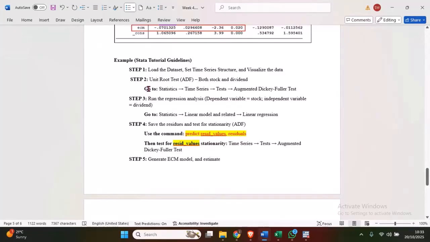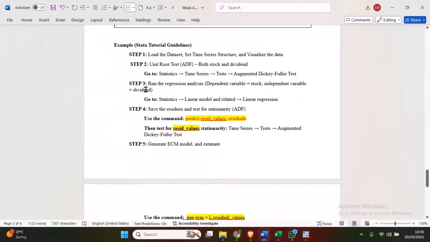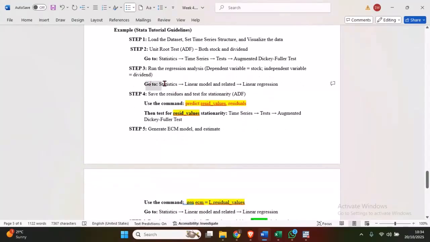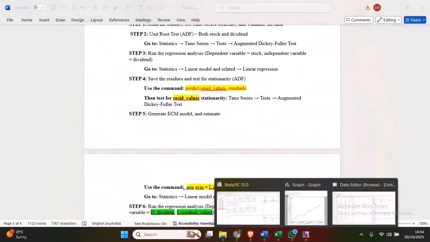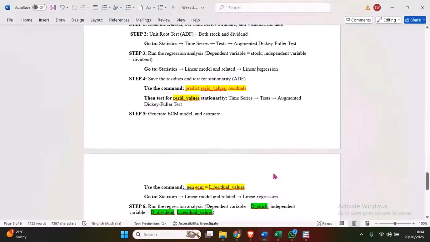We have carried out the unit root test for the two series. Then we go to step 3. We run the regression analysis, whereby the dependent variable is stock and the independent variable is dividend. After that, we go to statistics, linear models and related, and then linear regression.